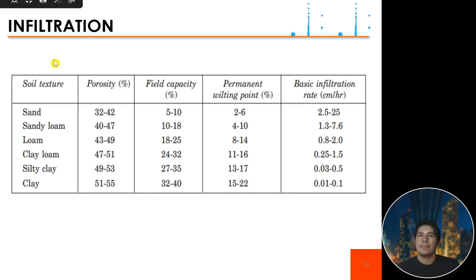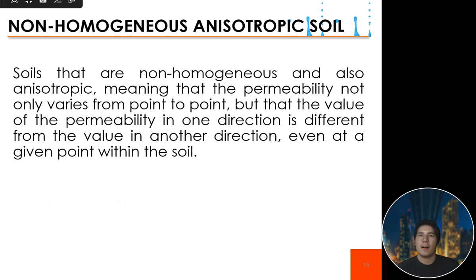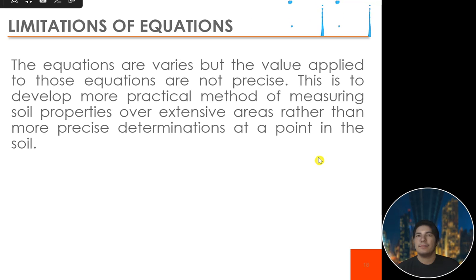So we have this basic infiltration rate, depending on yung soil texture niya. We have the sand, sandy loam, clay loam, silty clay, and clay. No? So we have also mga respective porosity niya, field capacity, and the permanent wilting point. So we have also soils that are non-homogeneous and also anisotropic, meaning that the permeability not only varies from point to point, but that the value of the permeability in one direction is different from the value in another direction, even at a given point within the soil.